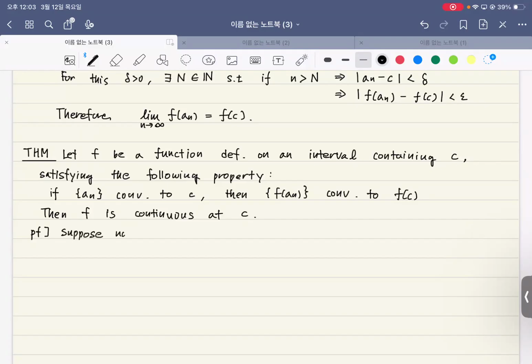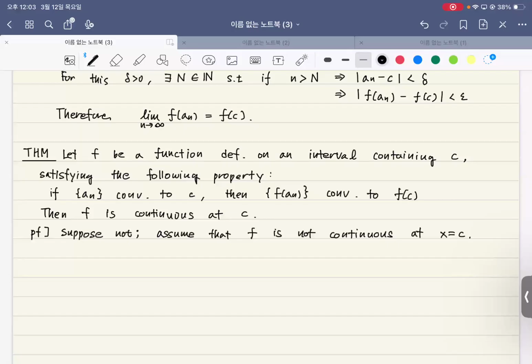Suppose not. So what does it mean? I have a function satisfying this nice property, but even in that case, let us suppose f is not continuous at this point. Then I want to derive some kind of contradiction. So assume that f is not continuous at c.